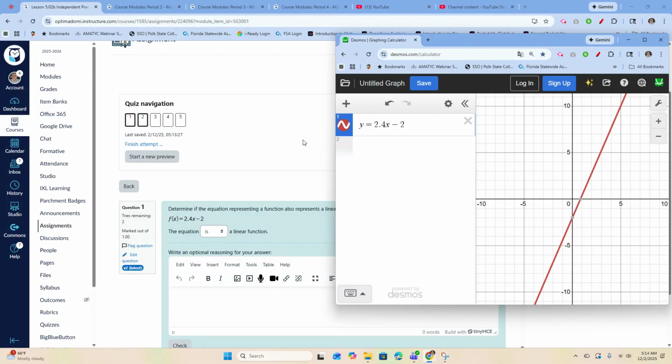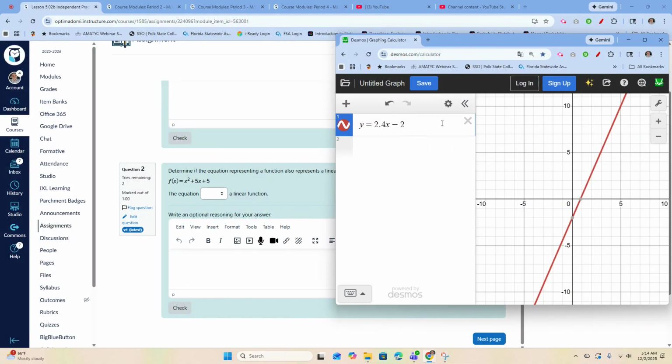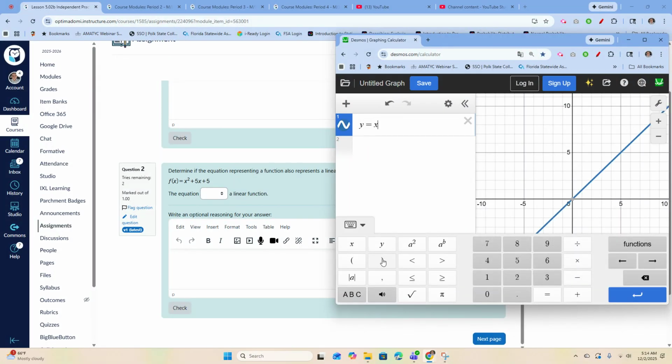Okay, let's go to the next question, question number 2. Look at the next one here. I'm going to use my graphing calculator. I'm going to erase all of this and type the equation. Again, when you see f parentheses x, we say in algebra f of x, that's really the letter y. So y equals, and then I'm going to type the rest. x squared, how do you type exponent? x squared plus 5x and then plus 5.